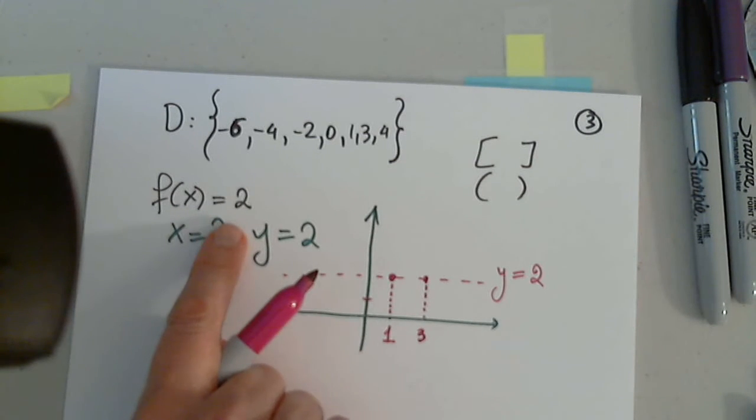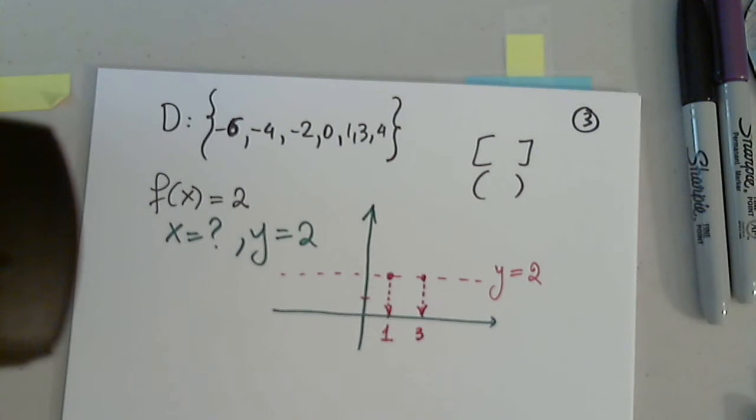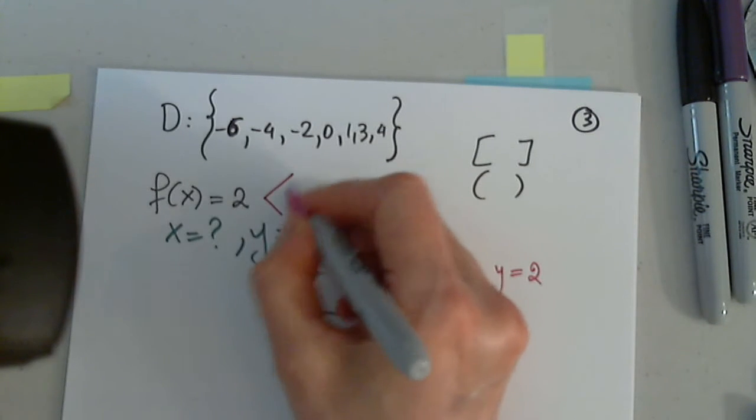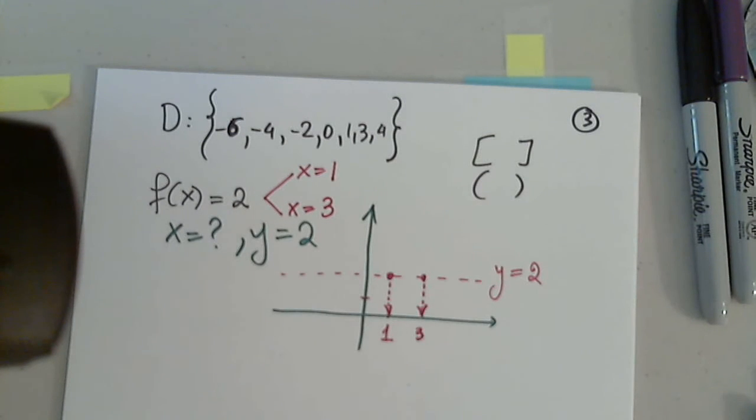So f of x equals 2 gives us two different possibilities, two different x values. And that is possible. That is a function. So we have x equals 1, x equals 3. Then we're asked to find the range of this function.